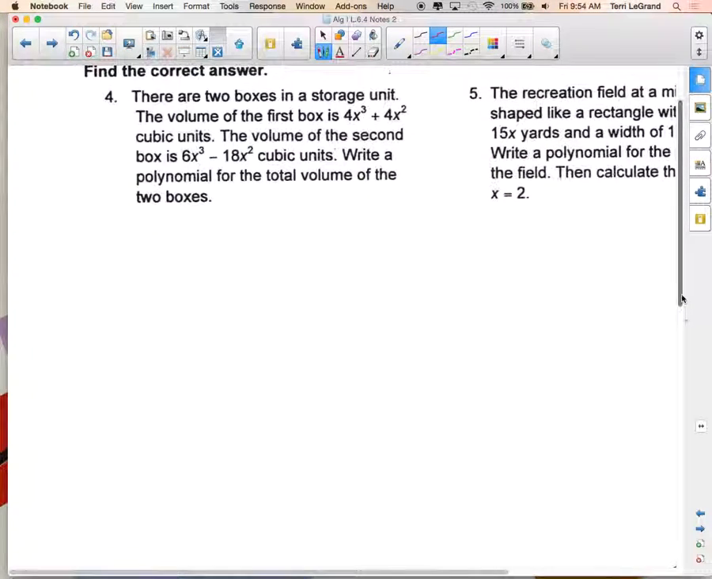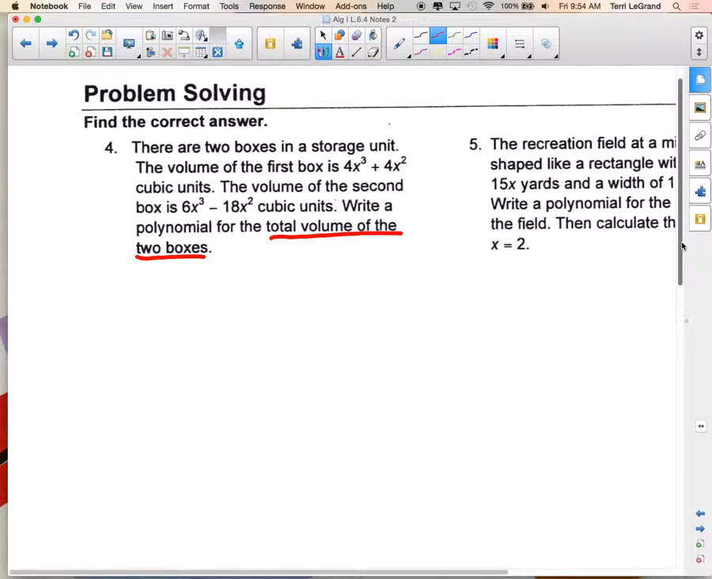Okay, so we need the total volume of the 2 boxes. So total tells you need to do what? Add. Probably add, right? Okay. So we have the volume of the first box given to us as a polynomial. And why would it be cubic units? Volume is cubed. Yeah, volume is 3-dimensional, so cubic.